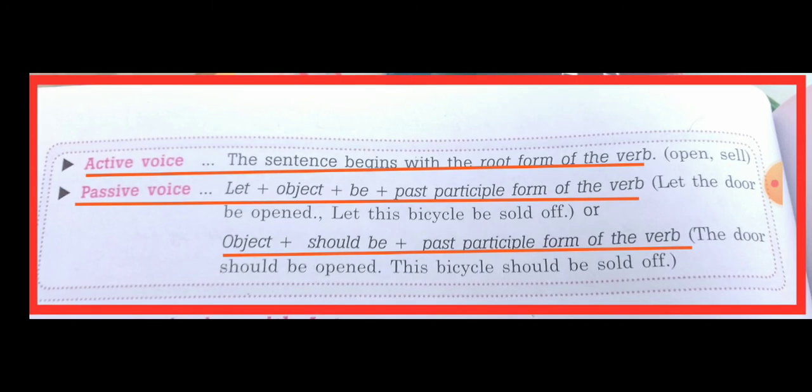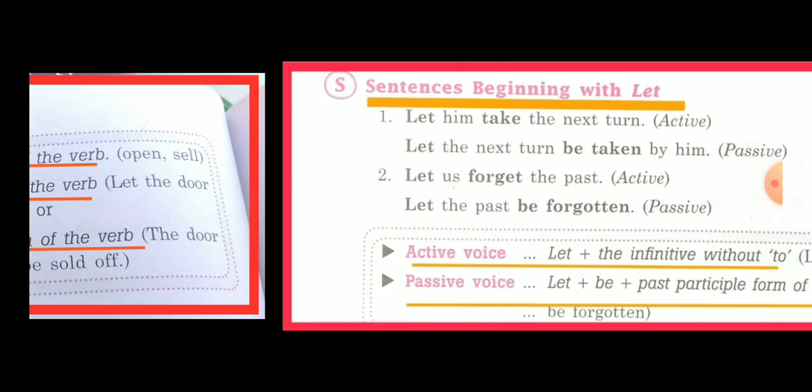Now, what we have learned, the sentence begins with the root form of the verb, open and sell, like first form of the verb, because in imperative sentences the sentence always begins with first form of the verb. That will be changed into let plus object plus be plus past participle form of the verb, or object plus should be plus past participle form of the verb.